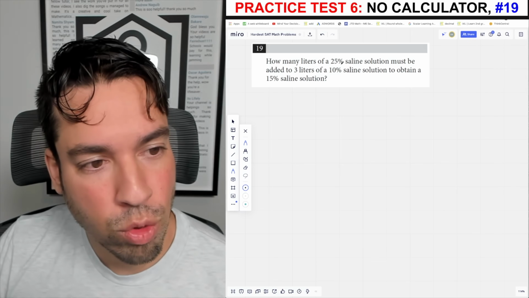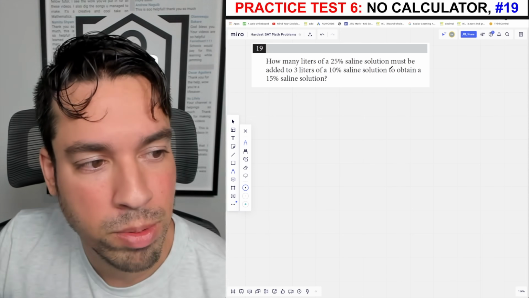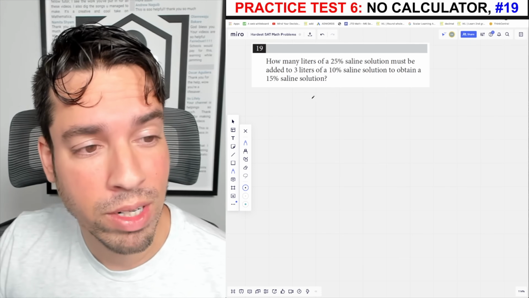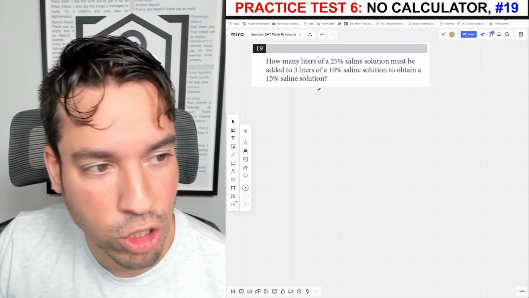How many liters of a 25% saline solution must be added to 3 liters of a 10% saline solution to obtain a 15% saline solution? So mixture problems aren't that bad, but if you forget how to do them, you're pretty much stuck. And this is also a free response question, which makes it that much harder.